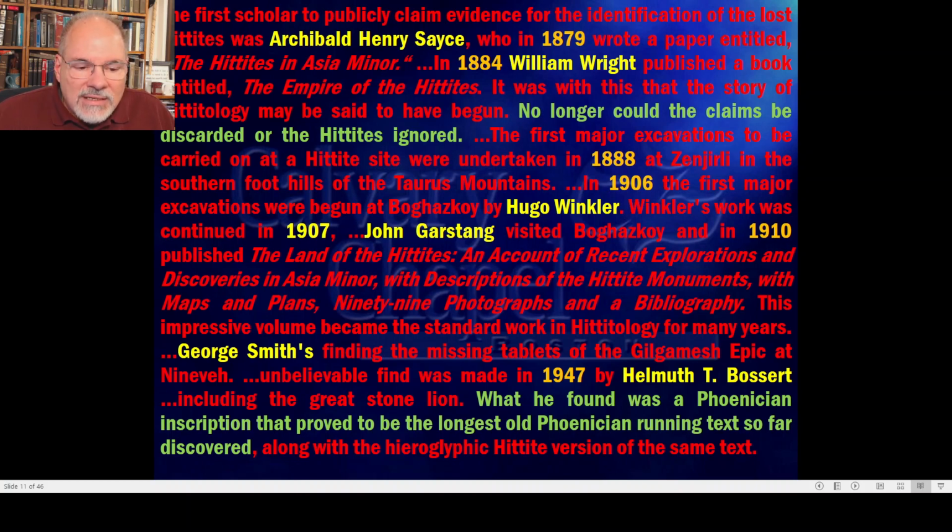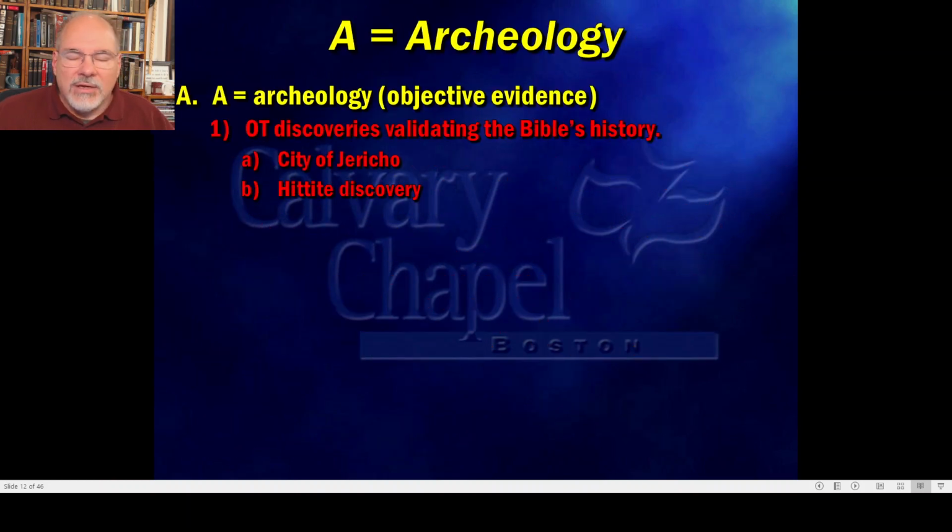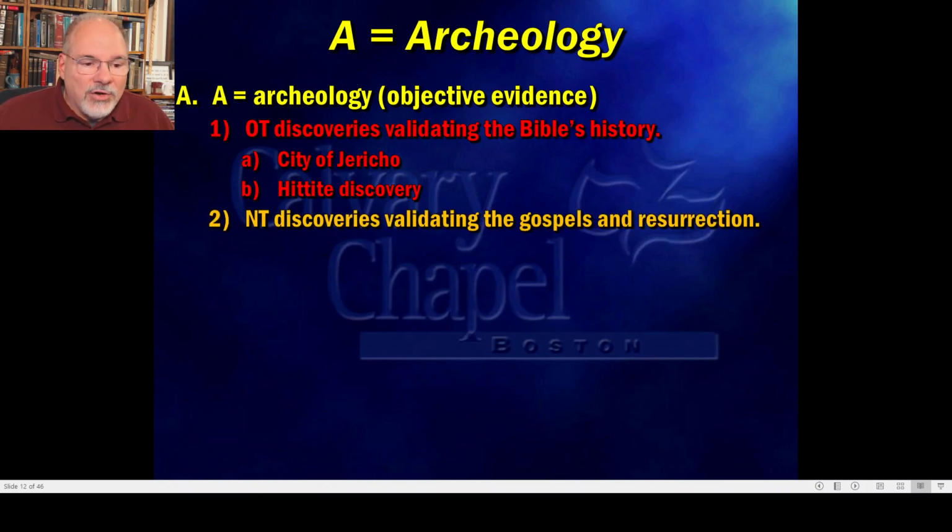Another unbelievable find was made in 1947 by Helmut T. Bossert, including the Great Stone Lion. What he found was a Phoenician inscription that proved to be the longest old Phoenician running text so far discovered, along with the hieroglyphic Hittite version of the same text. So again, there's a lot more information in the article. If you're interested in it, you can just go to the link that was up there. But again, the Hittites was one of the major discoveries of late.